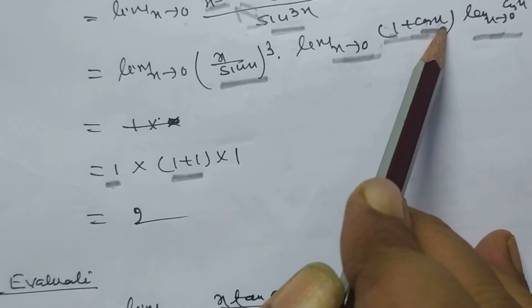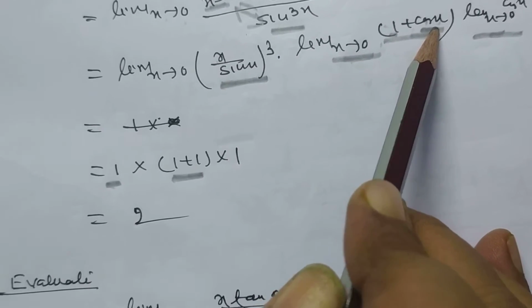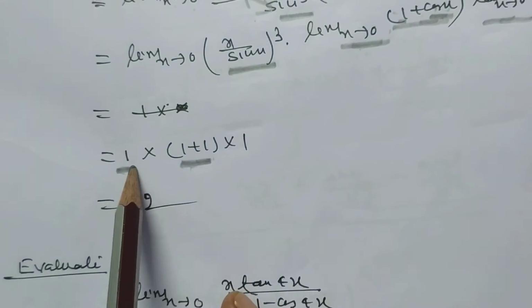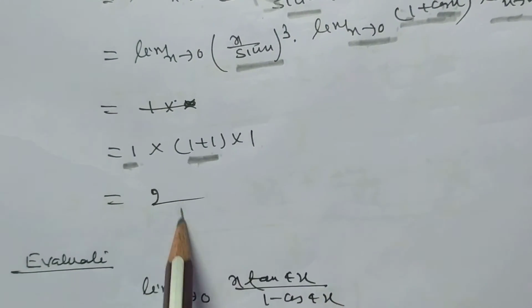Limit x tends to 0, cos x is 1, so it will be 1 plus 1. So 1 into 1 plus 1 into 1, that is 2.